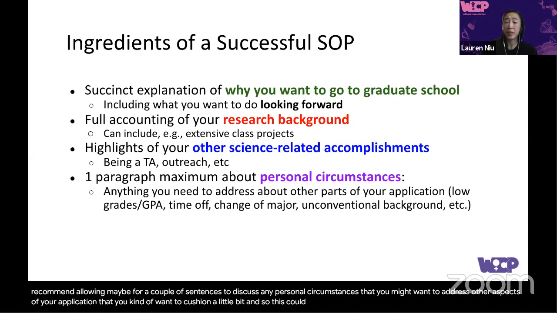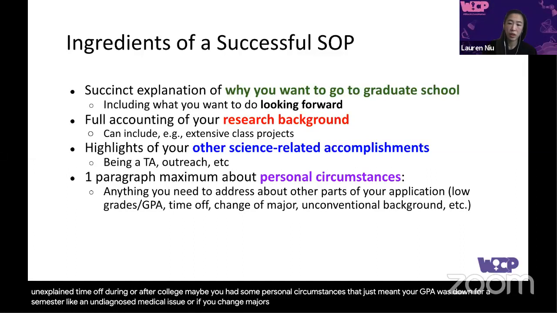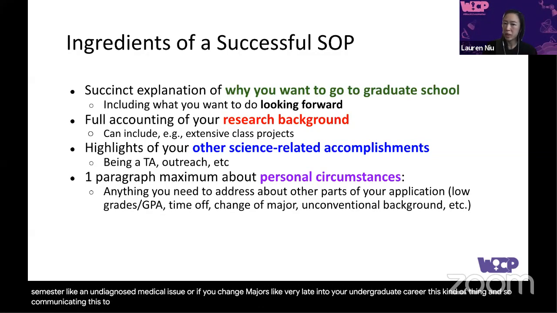And so this could involve many different things. Maybe you had some unexplained time off during or after college. Maybe you had some personal circumstances that meant your GPA was down for a semester, like an undiagnosed medical issue, or if you changed majors very late into your undergraduate career, this kind of thing. Communicating this to total strangers can be a really delicate process, but later on we're going to go through some strategies to do this so that you can put yourself in the best light as an applicant.